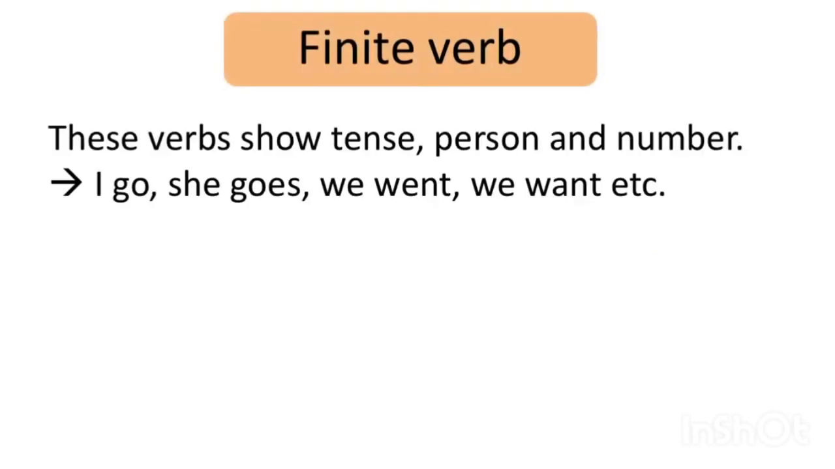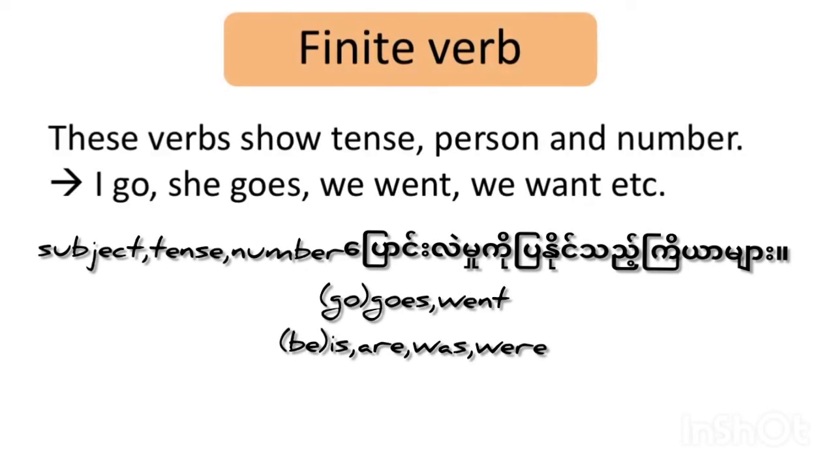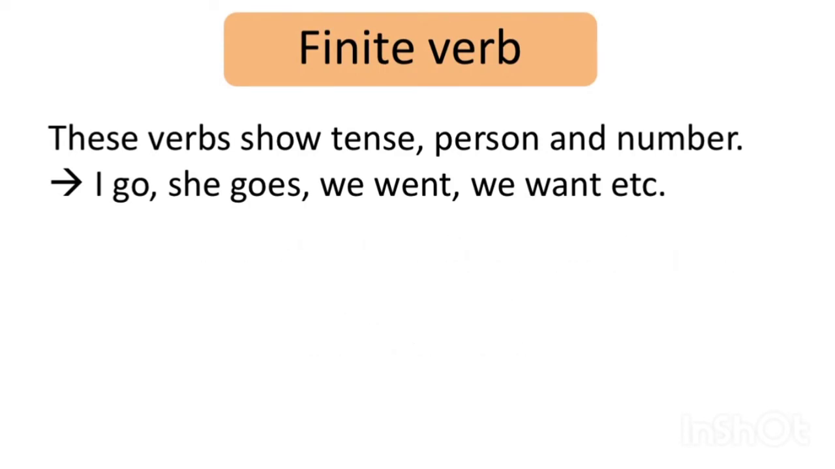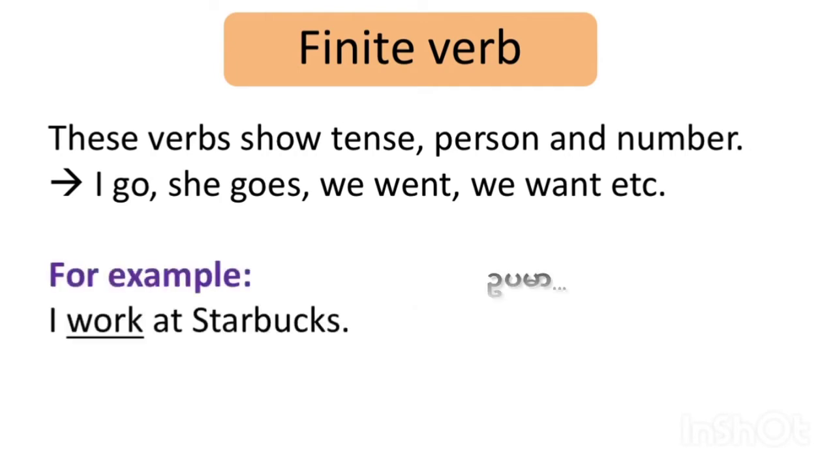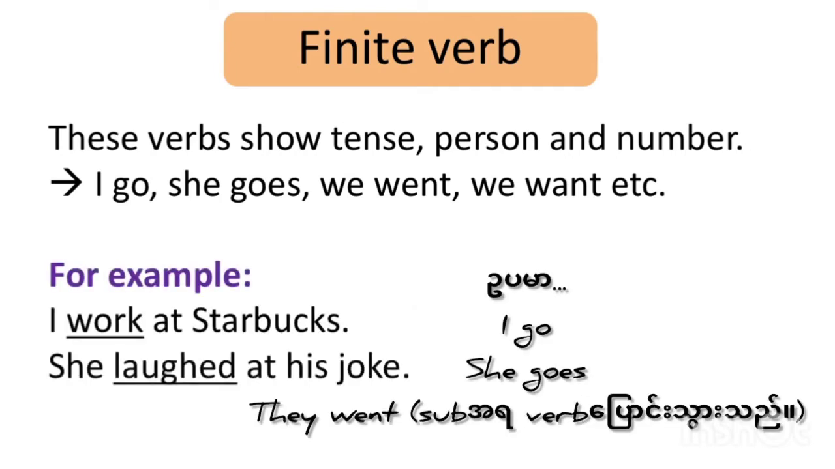Finite verb. These verbs show tense, person and number. So the sentence can include I go, she goes, we went, we want, etc. For example, I work at Starbucks. She laughed at his joke. With finite verbs, it's important that the verb agrees with the tense, person and number within the sentence.